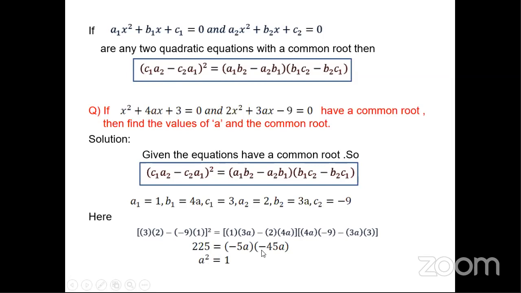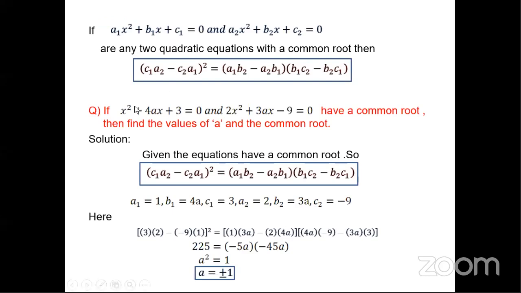So you are left with 225 is equal to minus 5a into minus 45a. 45 into 5 is nothing but 225. Minus into minus is plus a square. So 225 is nothing but 225a square. So you are getting a square is equal to 1. When a square is equal to 1, you are getting a is equal to plus or minus 1.